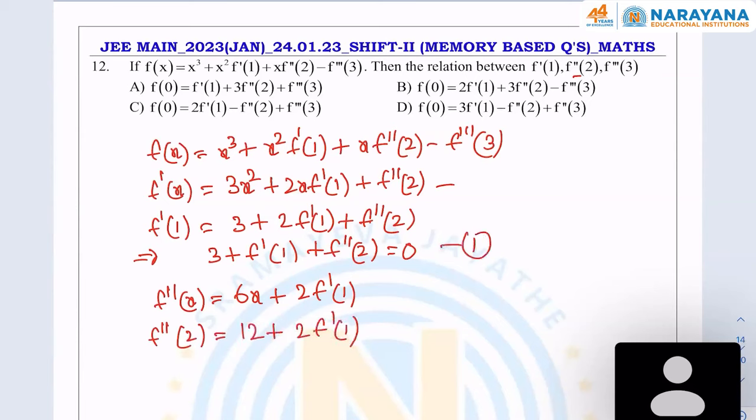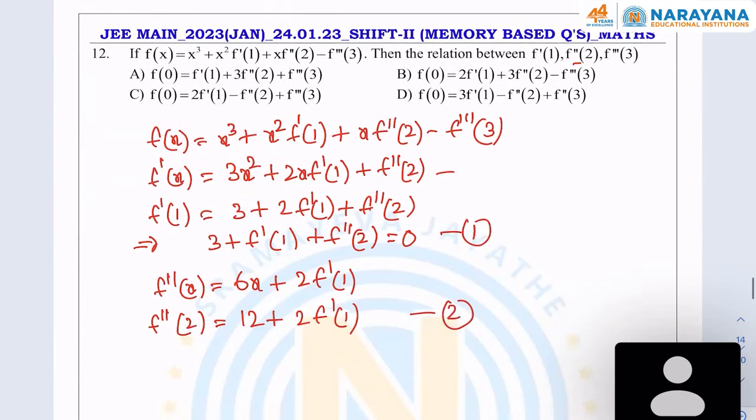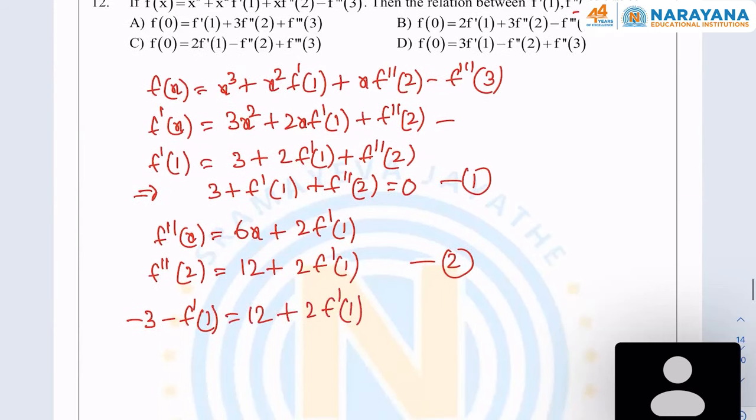So this is equation 1. This is equation 2. Okay. Here we have two equations and two variables, which are f dash 1 and f double dash 2. Now I will solve them. So f double dash 2 is equal to minus 3 minus f dash 1, which is equal to 12 plus 2 f dash 1. I'm solving equation 1 and equation 2. So it is equal to 3 f dash 1 is equal to minus 15, which implies f dash 1 is equal to minus 5, and f double dash 2 is equal to 12 plus 2 into minus 5, which is equal to 2.